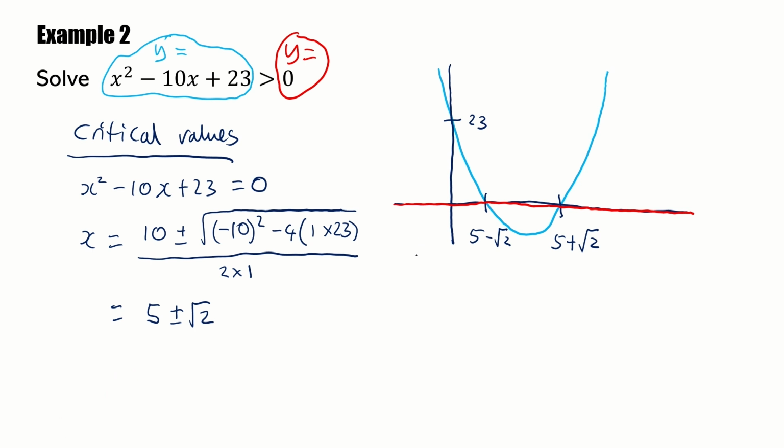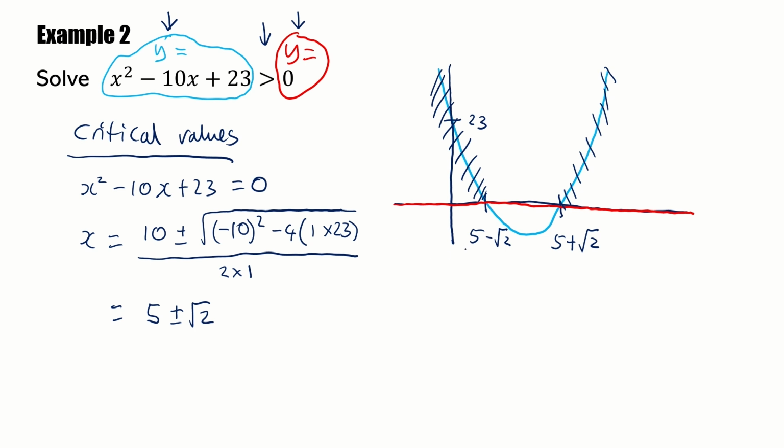Okay, now we need to decide which part of the graph we need. We're looking for where the y values of the quadratic are greater than the y values of y equals 0. That's because greater y values happen above. So we're looking for where the quadratic curve is above the x-axis. And that is 2 regions. It's this region here up to that point there. And then it's starting at this point here and continuing on forever to the right. So that's which part of the graph we want, decided by the y values.